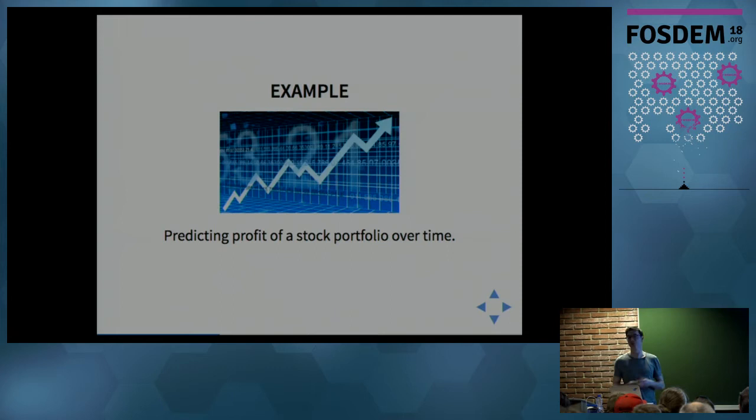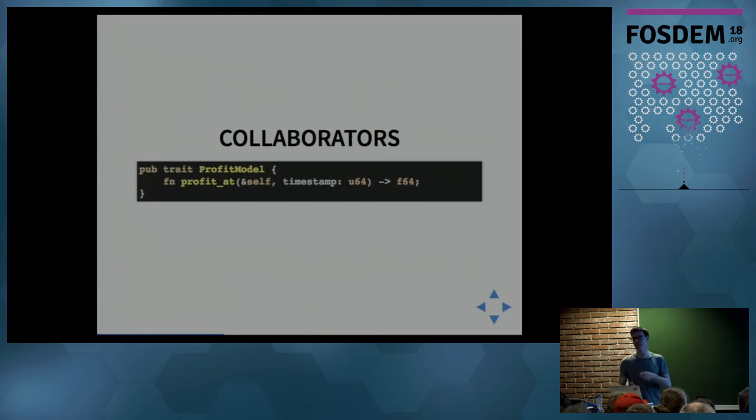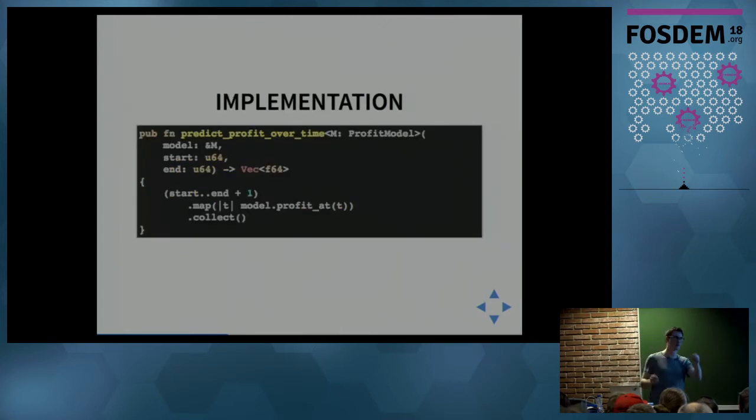Now, imagine we have some trait called ProfitModel. This has one method, profit_at, which takes some timestamp, and then will return the profit at that given timestamp. We have a function called predict_profit_over_time, whose goal is to generate a time series of profits. So we give it a start and end time, the model itself, which can be any model, and then we simply iterate through all of the individual timestamps, generating the profit at each timestamp, and then returning a vector of the profits. And we want to test this function. Simple function, but for illustration purposes, let's test it.